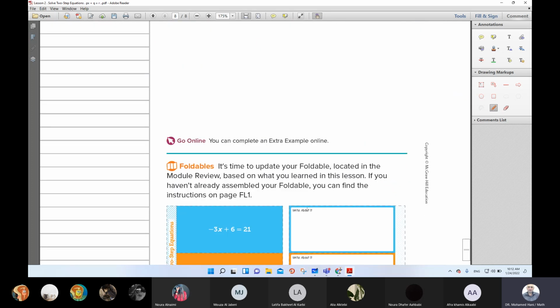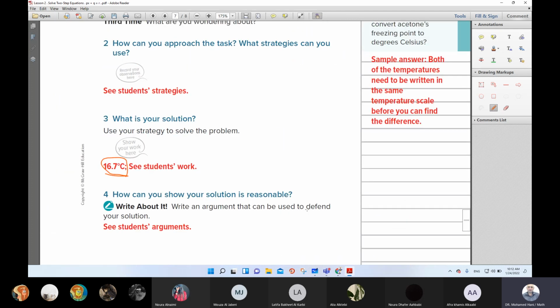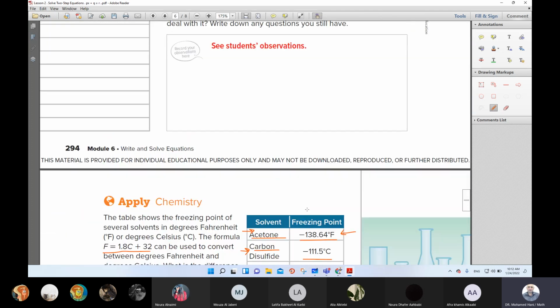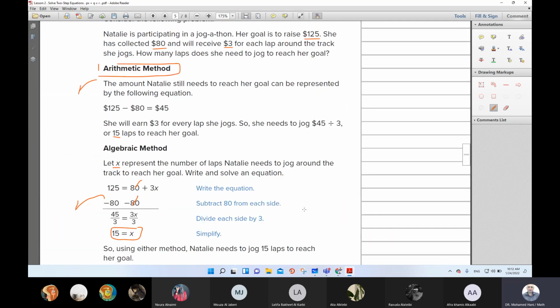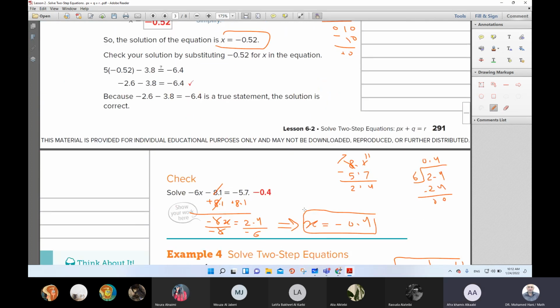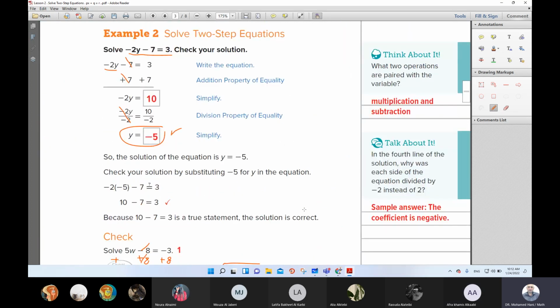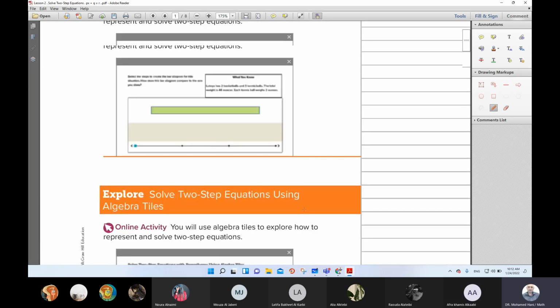Who has any question about this lesson? Are all ideas clear for all girls? Yes. No questions?